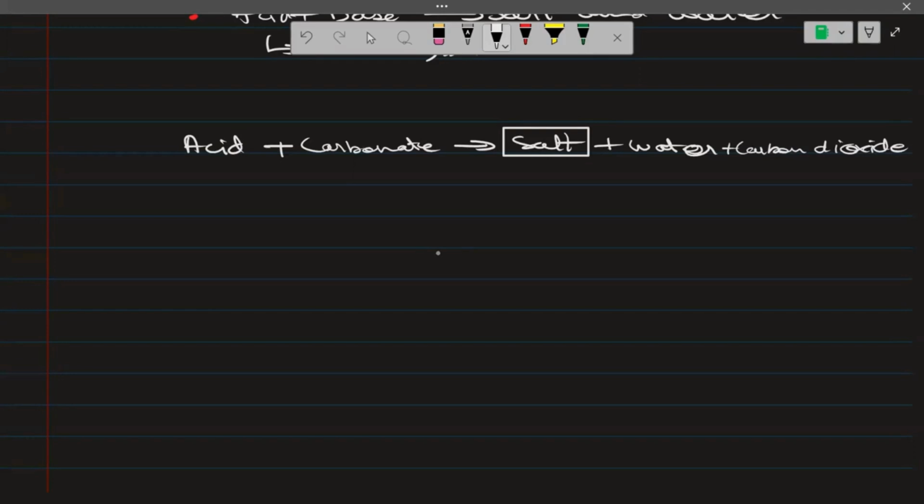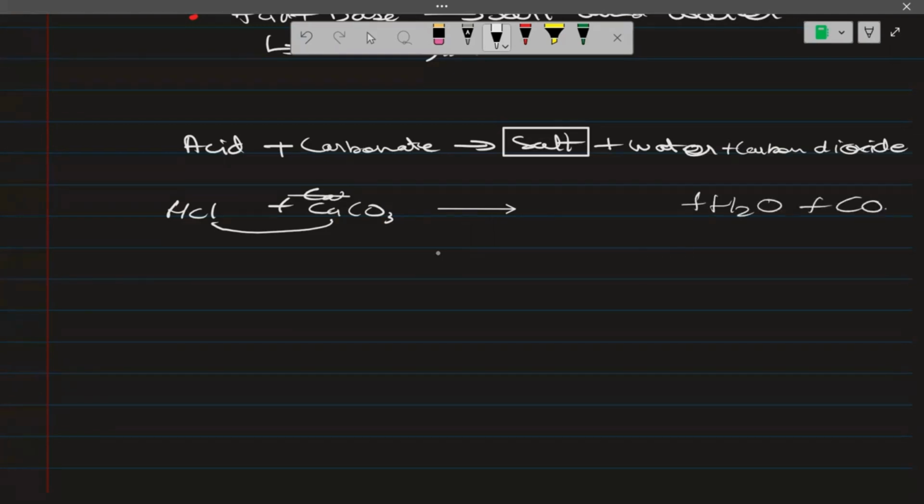Let me write an example. Let's take dilute hydrochloric acid, HCl, and a carbonate. Let's take calcium carbonate, CaCO3. So what will be the products? Calcium carbonate will react with the acid. First let's write that water and carbon dioxide will be produced, H2O plus CO2.